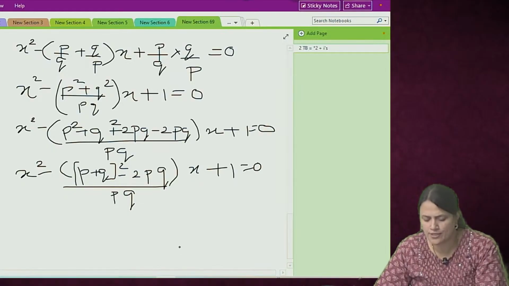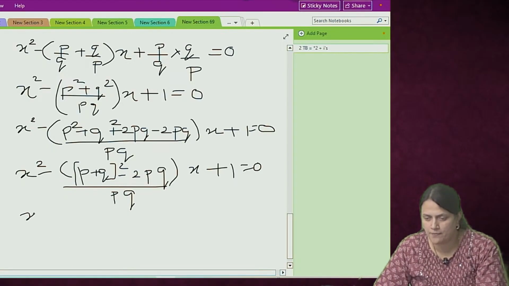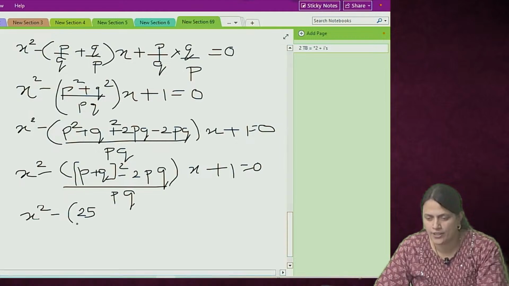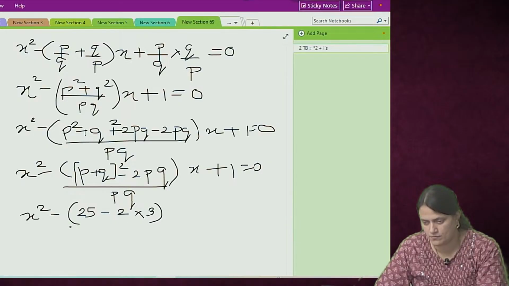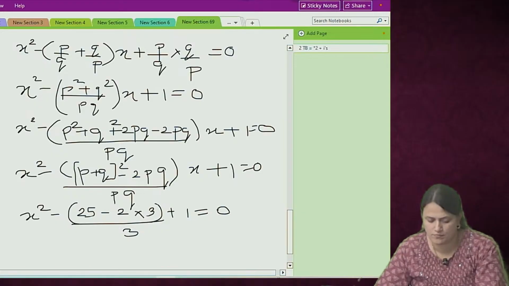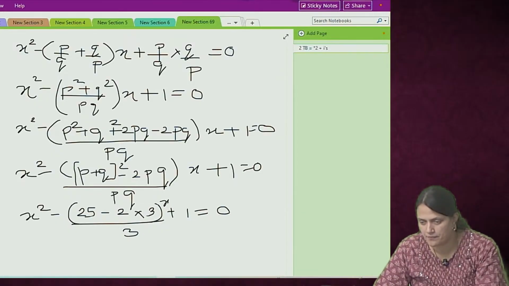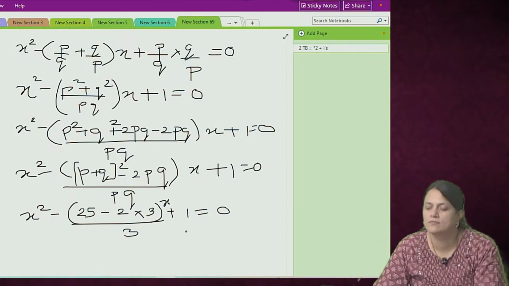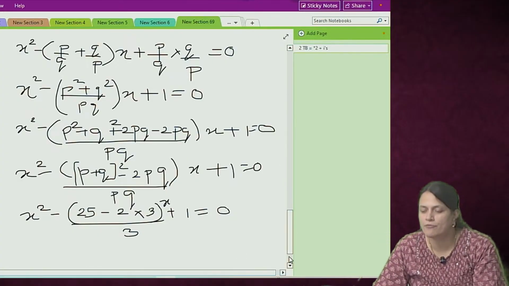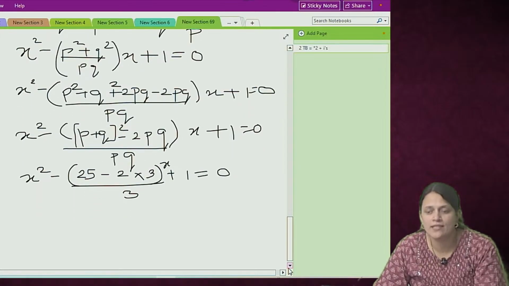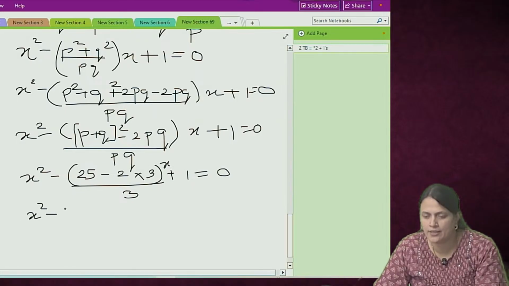So we have all the values with us now. So x square, 5 का square is 25. 25 minus 2 into 3 ना. x है हाँ यहाँ पे. So after this step what will you do? 25 minus 6 क्या आएगा? 19. So x square minus 19 by 3x plus 1 is equal to 0.